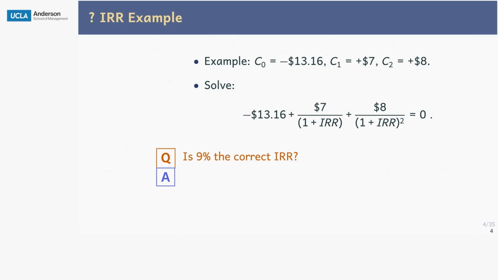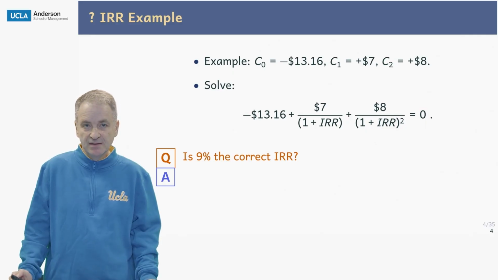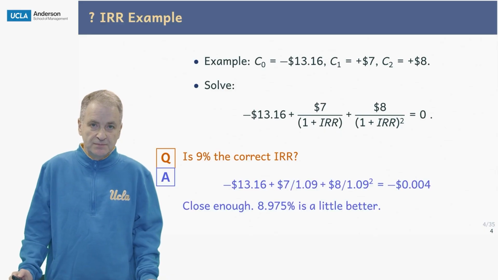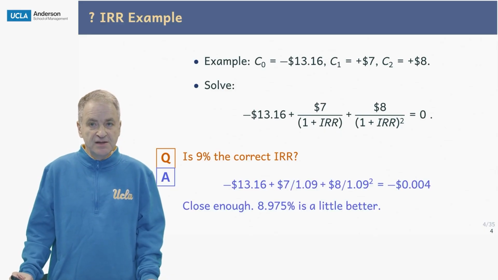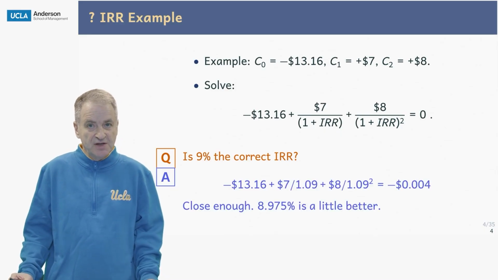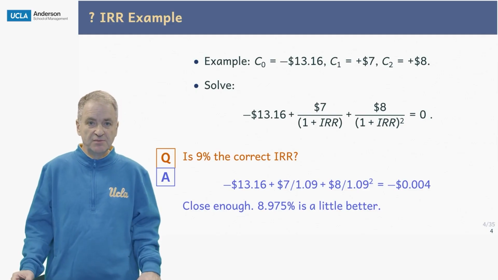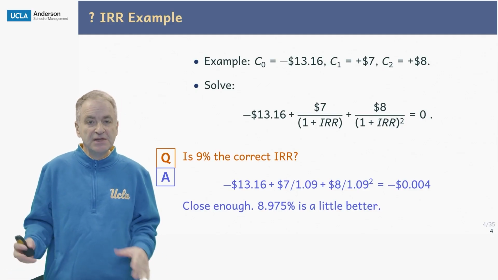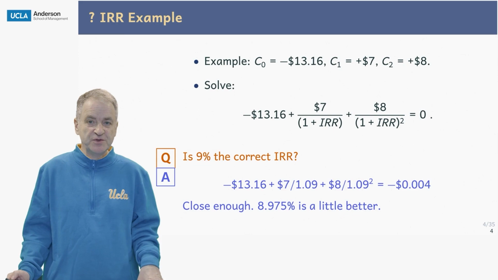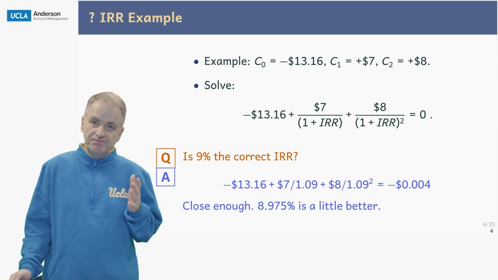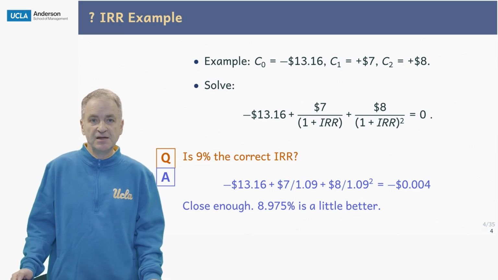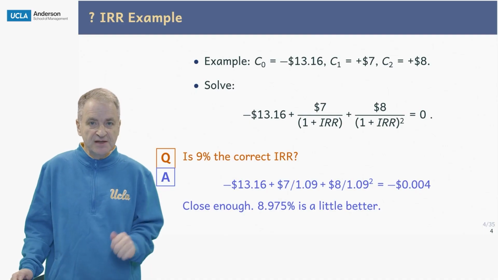Please pause this video now, answer the question on a piece of paper, and then continue. And the answer is yes, close enough. So plug in the 9%, and well, maybe 8.975% would have been a little bit better. But basically, that is the internal rate of return, just a little bit under 9%.